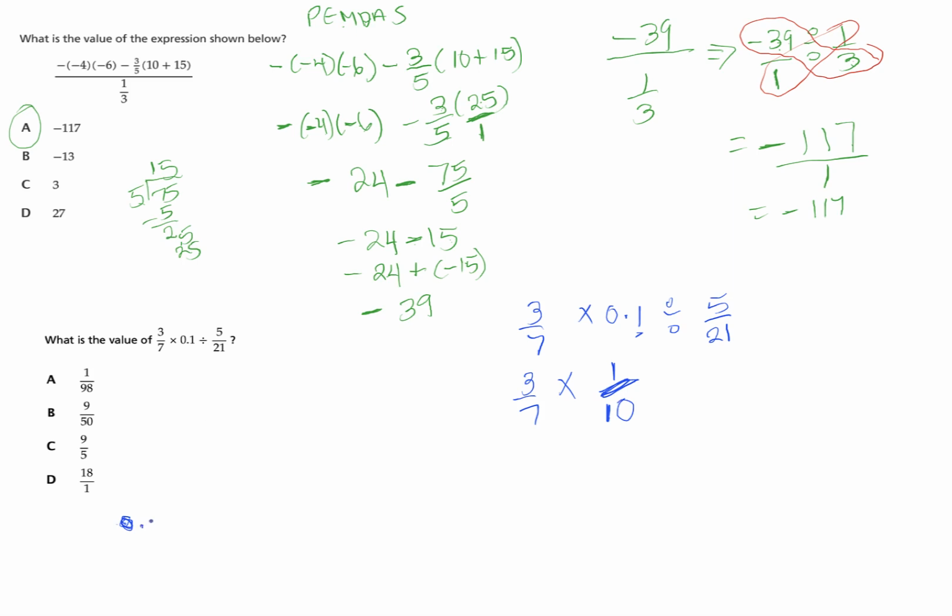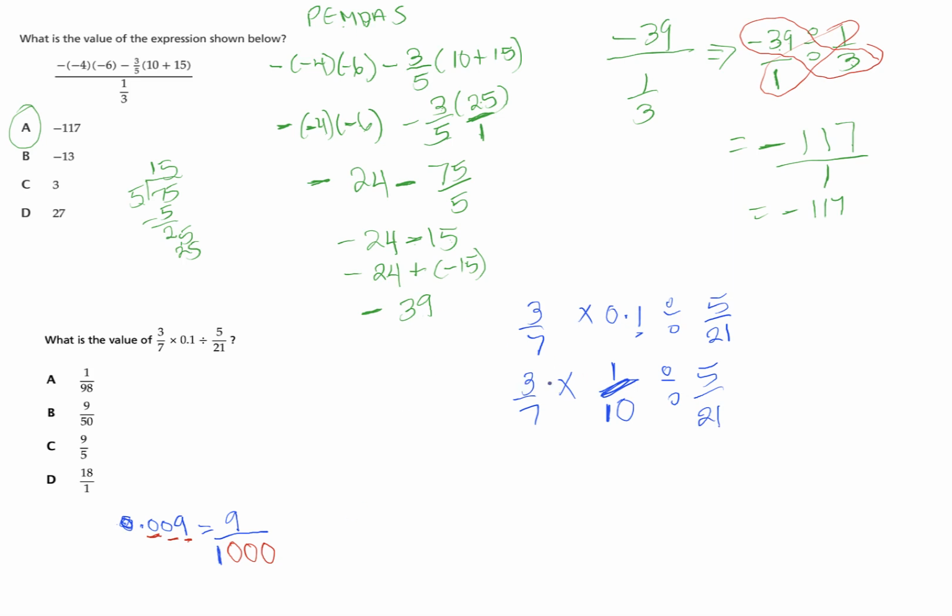Suppose I had 0.009, and I need to change that to a fraction. The 9 is the numerator. I put a 1. I look to see how many digits are after the decimal point, which is 3. So that represents 3 zeros. So that's actually 9 over 1,000. So this is 1/10, and you're dividing by 5 over 21. If you would like a video of how to change decimals to fractions, please let me know in the comments.